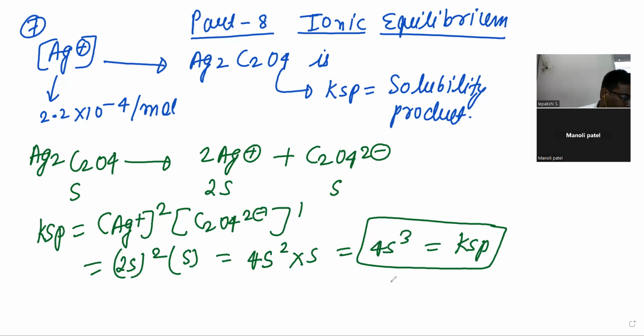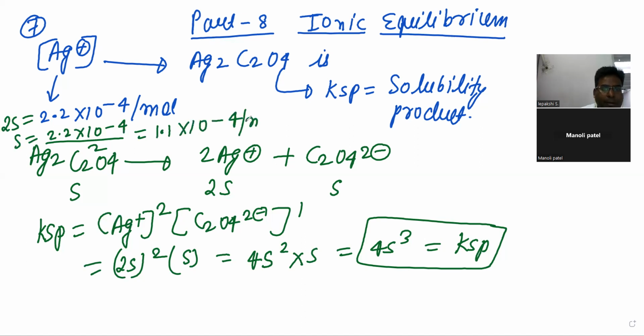Now put the value. S value we know. Here the Ag+ concentration is given, so it is nothing but the total 2S value. Ag+ means it is 2S. So S will be 2.2 × 10^-4 upon 2. Then it will be 1.1 × 10^-4 per mole.